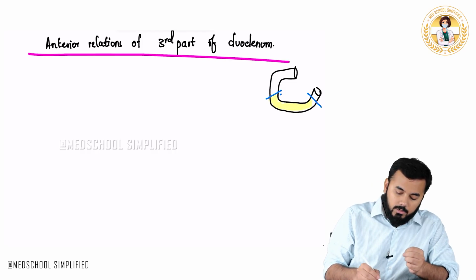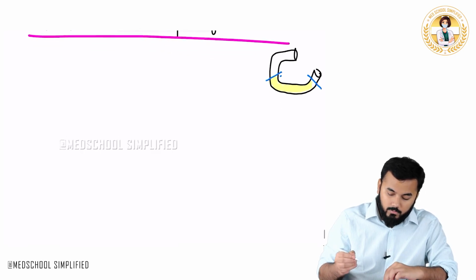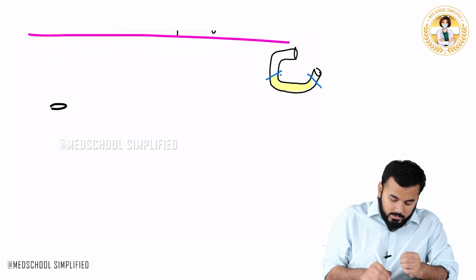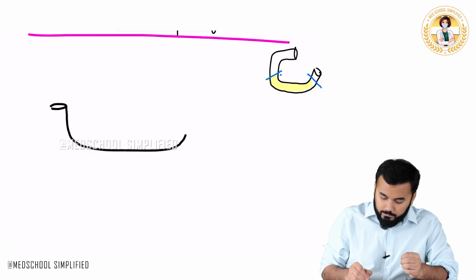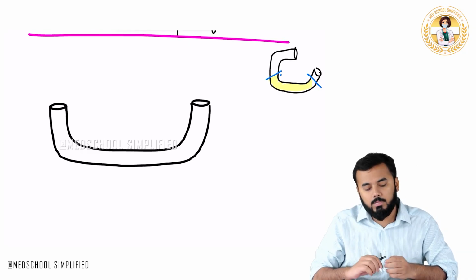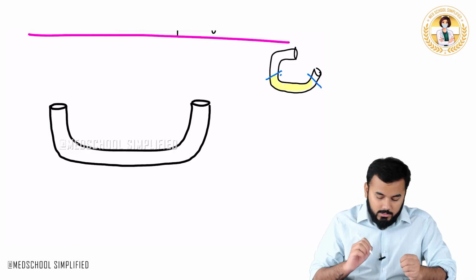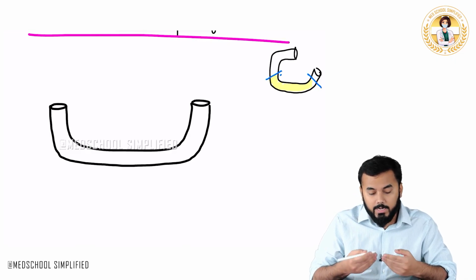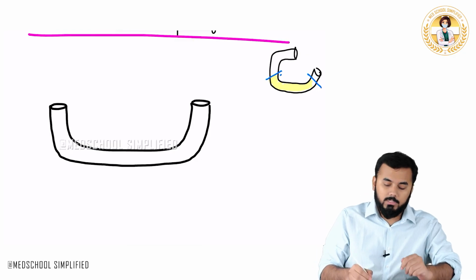The same third part of the duodenum, let me draw it down over here. So let us say this is the third part, this is your third part of the duodenum. Now, what are the structures located anterior to this?